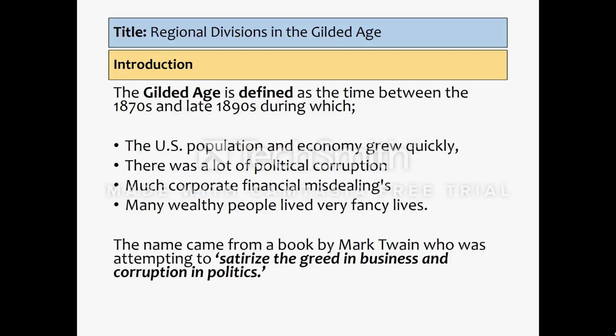Just to introduce the topic, remember the Gilded Age is the time between the 1870s and the 1890s. On the surface, the US population grew, the economy grew, but there was lots of political corruption, many misdealings of big businesses, and the wealthy people lived much more fancy lives in comparison to their rural counterparts. The name comes from the book by Mark Twain.